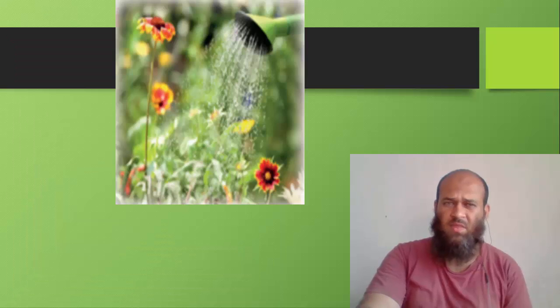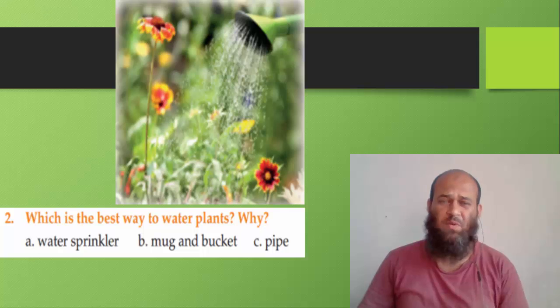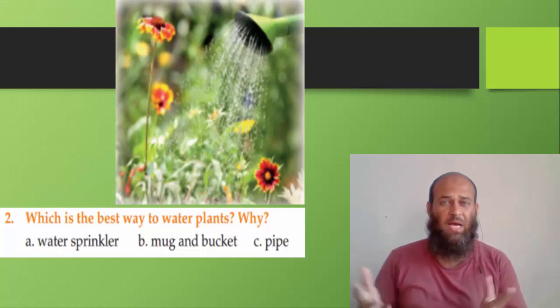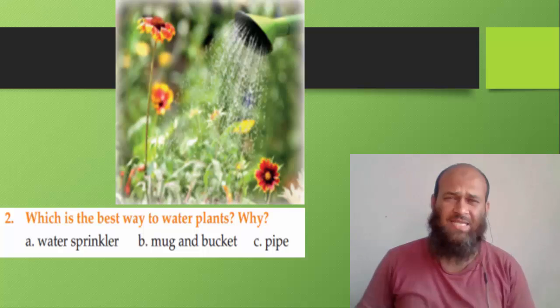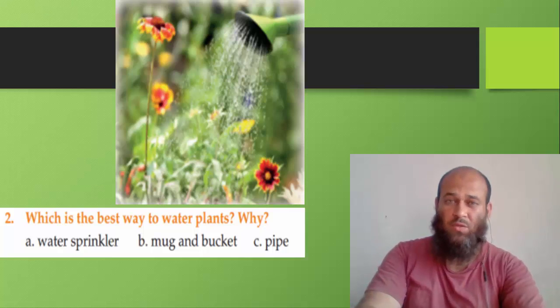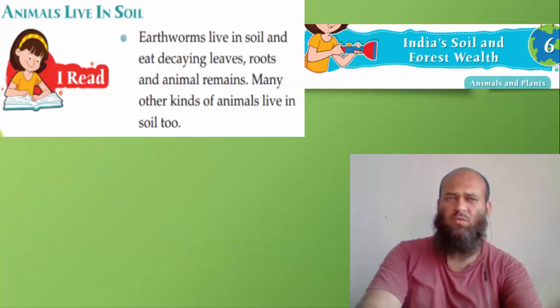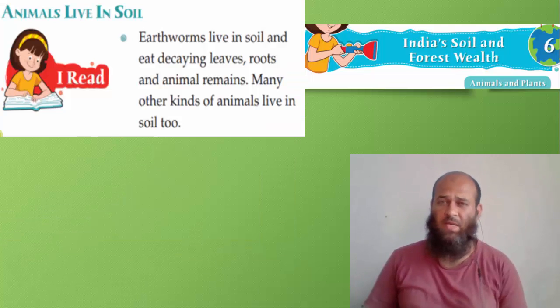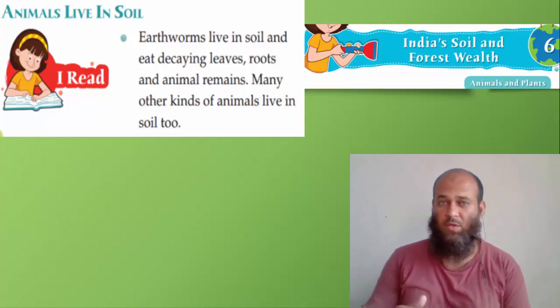Now, what do you need? Which is the best way to water plants? Water sprinkler, mug and bucket, or pipe? You have some basic idea about irrigation. So I want you to think about it and then try to answer this question. So this takes us to the next topic, India's Soil and Forest Wealth, chapter number 6 in your SST books.